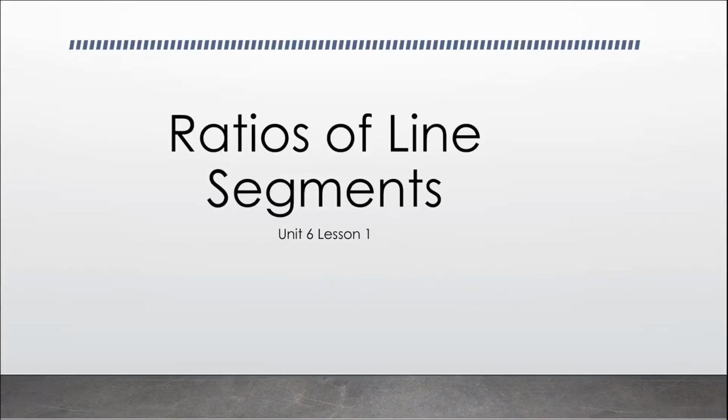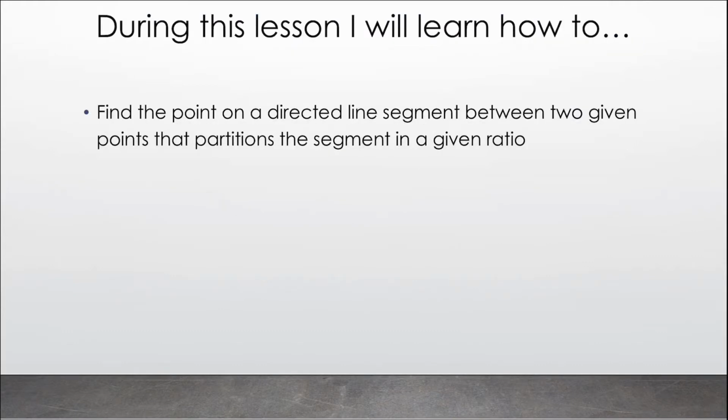We're going to be starting Unit 6 today, and we're going to start with a ratio of line segment and how to find a coordinate point given an equation. So during this lesson, you're going to learn how to find the point on a directed line segment between two given points that partitions the segment into a given ratio. So partitions into a given ratio, those are the key points there. Let's get going.